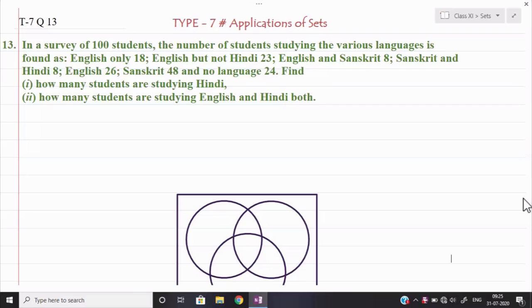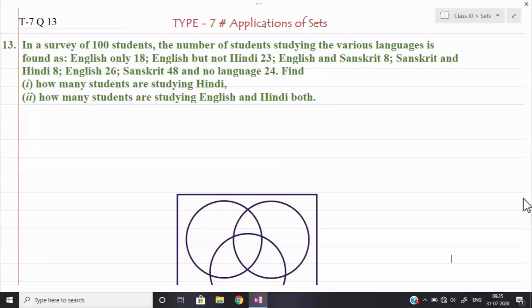See, in question 13, they are saying: in a survey of 100 students, the number of students studying the various languages was found as English only 18. Here you need to pay attention. Only English means they are studying English and along with English, they are not studying any other subject. Only English they have taken. And the total number of students here is given as 100.